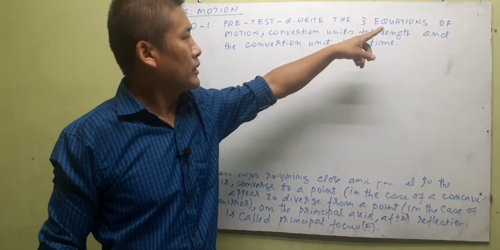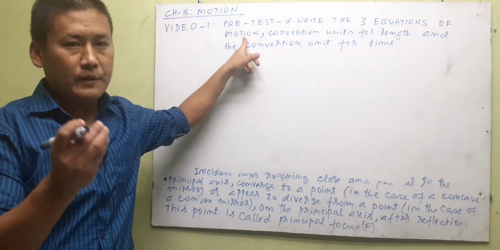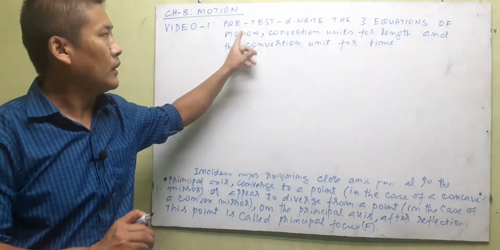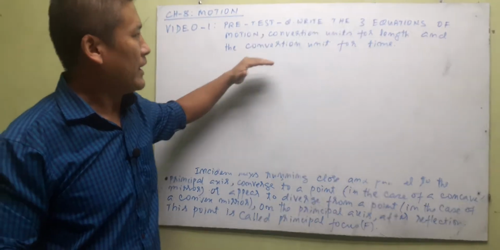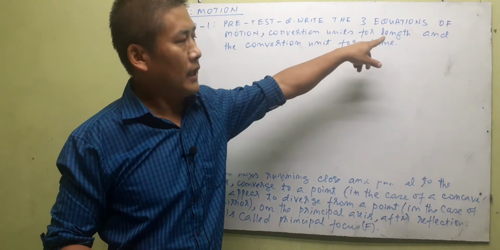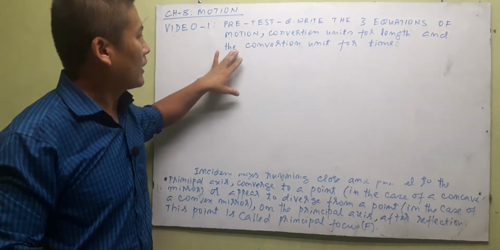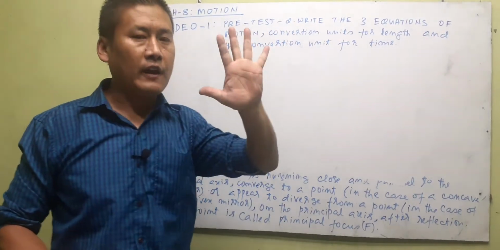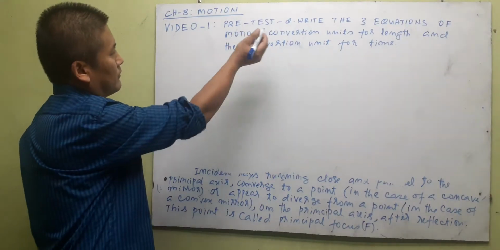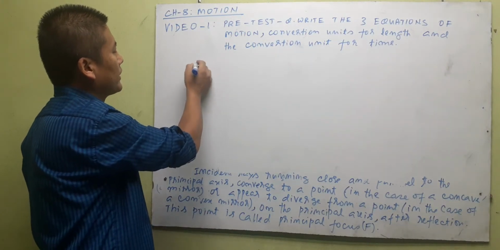Okay, write the 3 equations of motion. There are 3 famous equations of motion in this chapter. Just write them down and memorize them. Then conversion units for length, and the conversion units for time. So you have to write 5 points here. The 3 famous equations for motion are, so write that down.